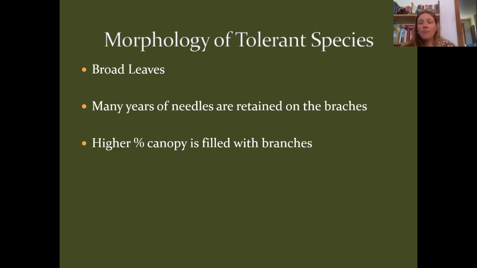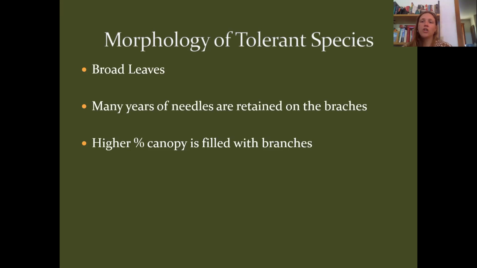Okay, so now these tolerant species have certain morphological characteristics. That refers to their shape, how they grow. These species that are tolerant tend to have broader leaves. And now you might think, wait a minute, white fir doesn't really have a broad leaf. It has these skinny needles. But the way that those needles are displayed, particularly in the understory, is such that they're spread out in a very broad horizontal fan, which positions them to capture as much light as comes into the canopy as possible.